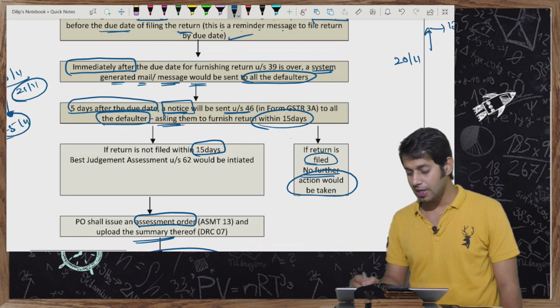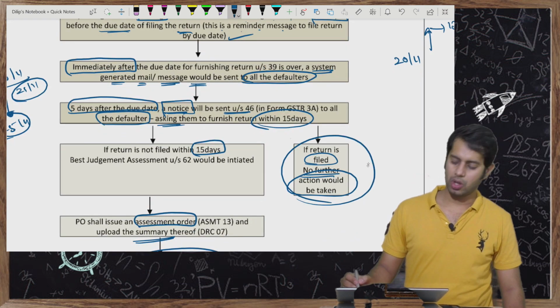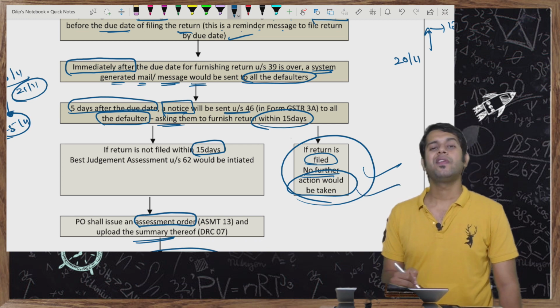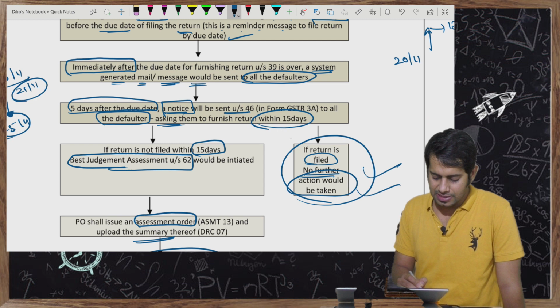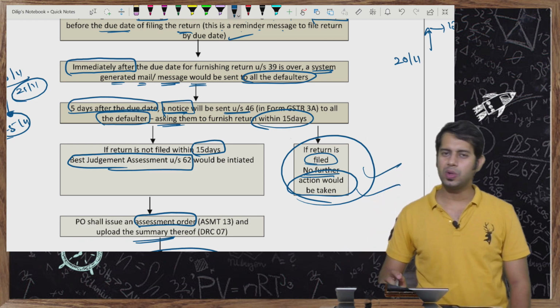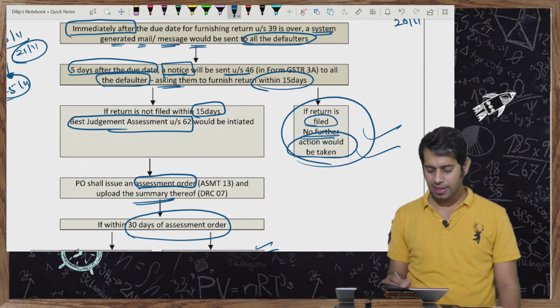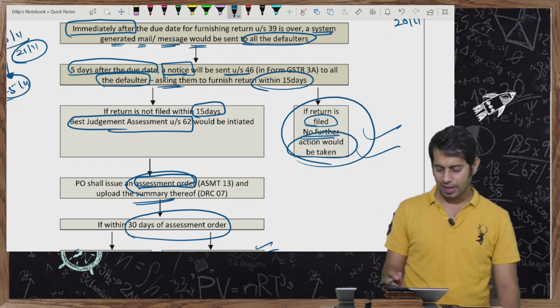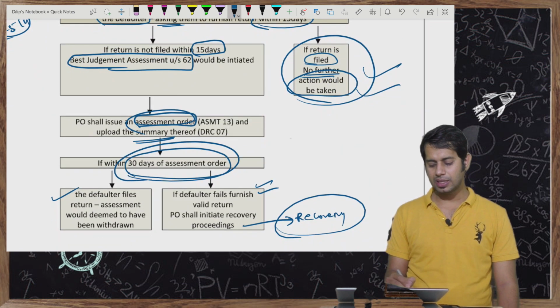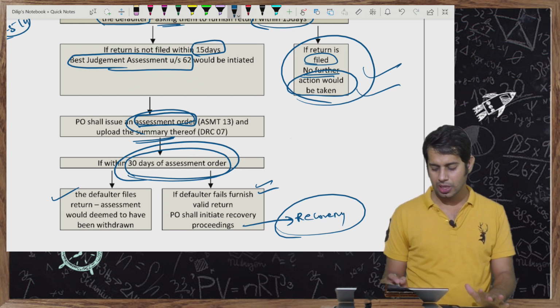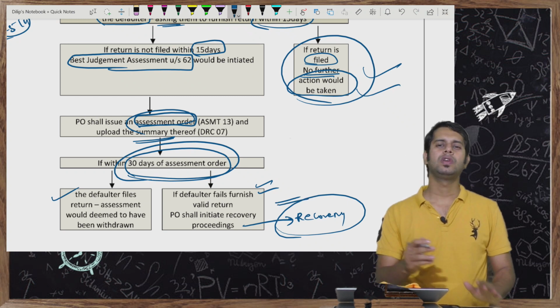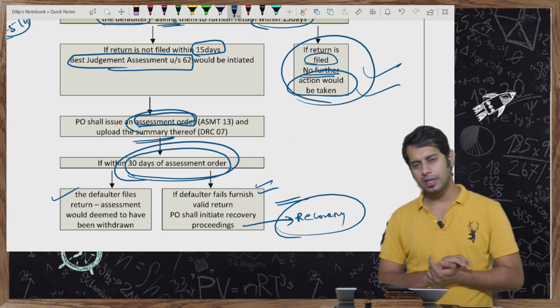So if within 15 days I have filed the returns, very good, the officer will not do anything. If I don't file the return within 15 days, then best judgment assessment will be done by the officer. He will compute the tax liability himself and give an assessment order to me. Now within 30 days of this assessment order, if I file the return, good, the matter is closed. If I don't file the return, then the officer will start recovering the taxes from me.